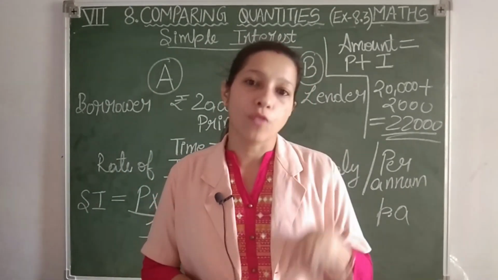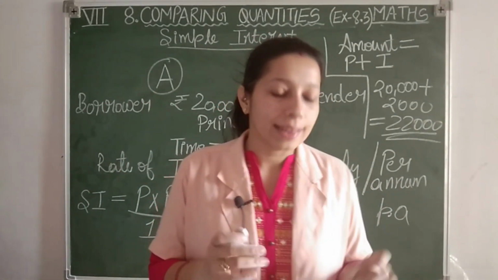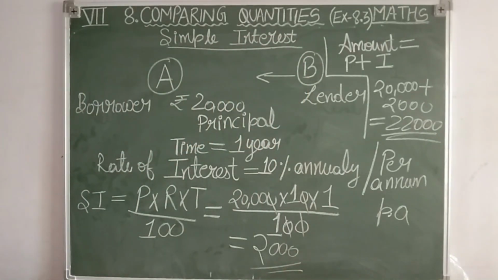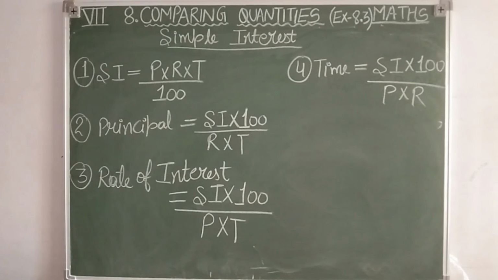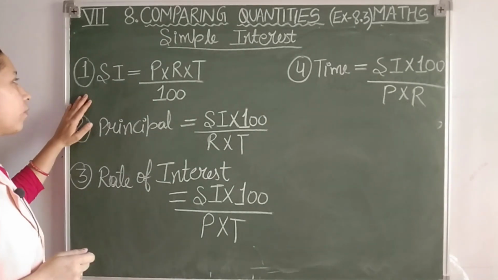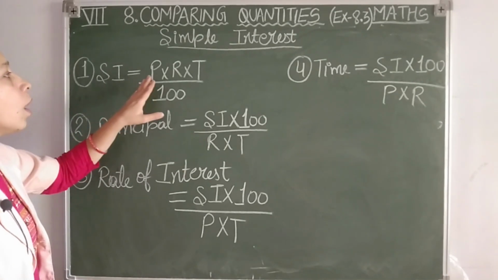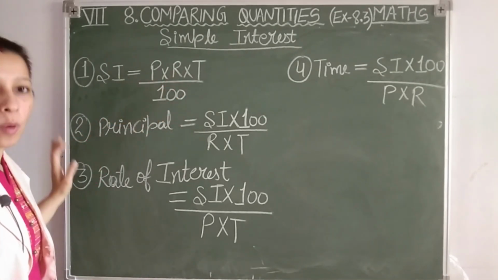Now I will give you some formulas. You will note those formulas and then we'll start the exercise. Okay. So students, the first formula we have already discussed. How to find the simple interest? Simple interest is equal to principal into rate into time upon 100.